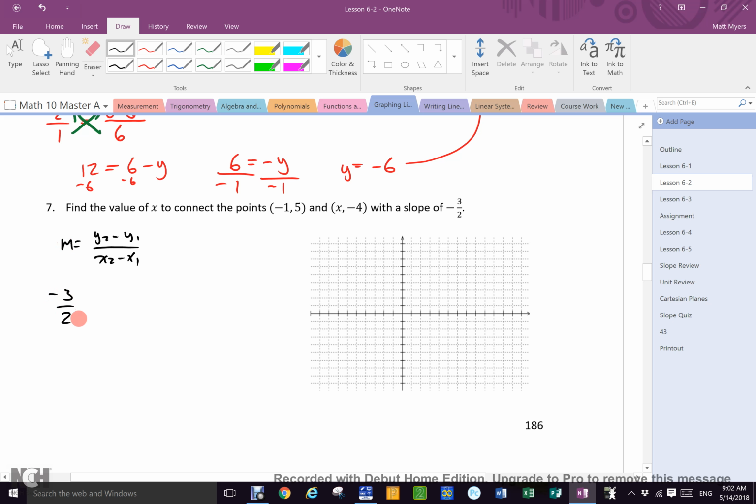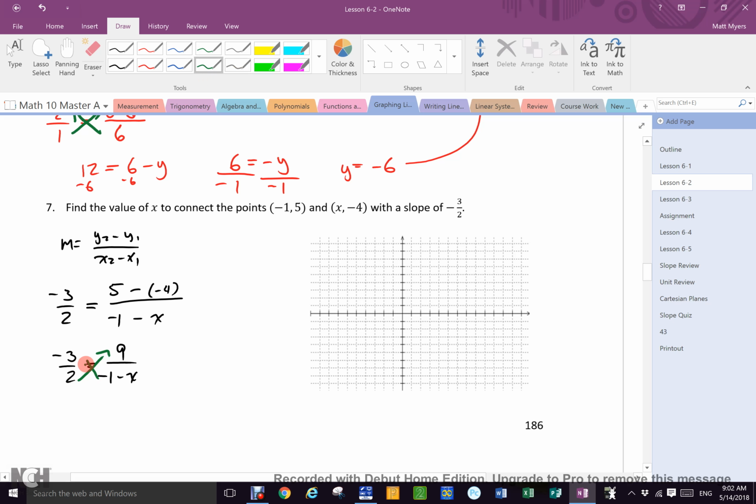Negative 3 over 2 equals, what's y2? 5 minus what? Over, what's x2? Negative 1 minus x. Then what do I do? Simplify and solve, right? How do I simplify 5 minus minus 4? 9 equals negative 1 minus x.